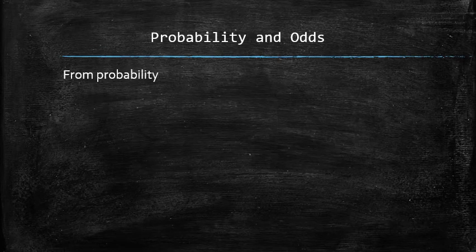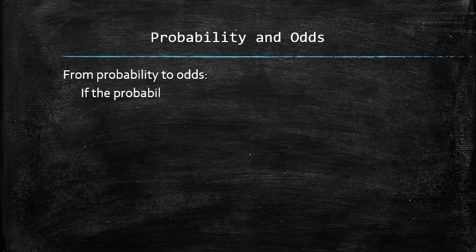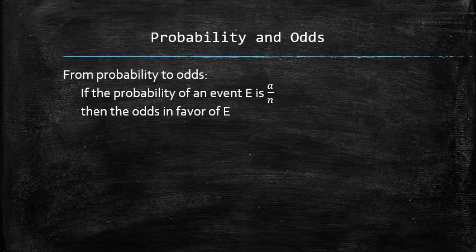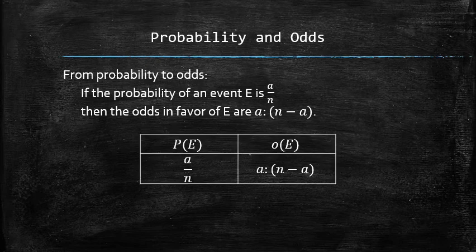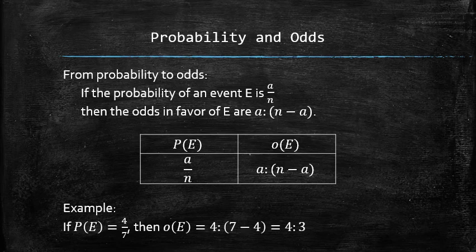Alternatively, if the probability of an event E is given by a fraction a over n, then the odds in favor of E are a to n minus a. And this table summarizes this conversion rule. For example, if the probability of event E is equal to 4 over 7, then the odds in favor of E are 4 to 3.